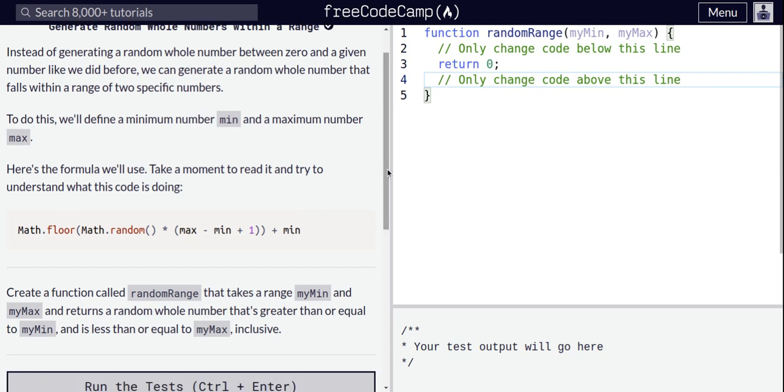So Math.floor, we already know what Math.floor does. And then Math.random, we know what this does, but then this part says max minus min plus one, plus min.